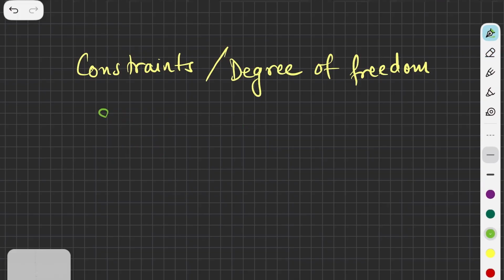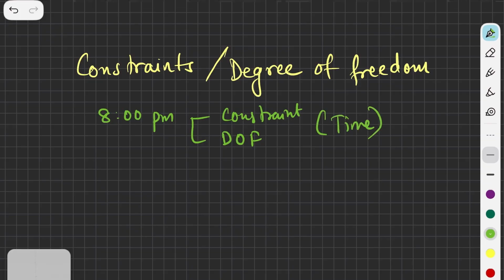So let's say if the time is 8 p.m. for your home, then you have a constraint of not going out after 8 p.m. So this is a constraint. And what is the degree of freedom? You have a degree of freedom that you can stay away from home till 8 p.m. So this is a constraint, or rather I would say the degree of freedom on time.